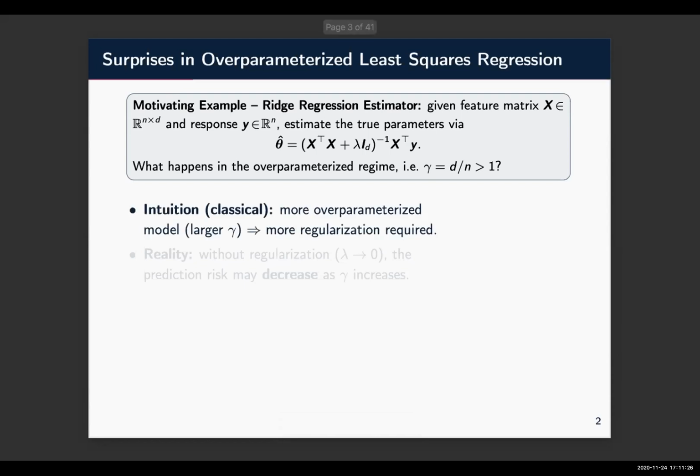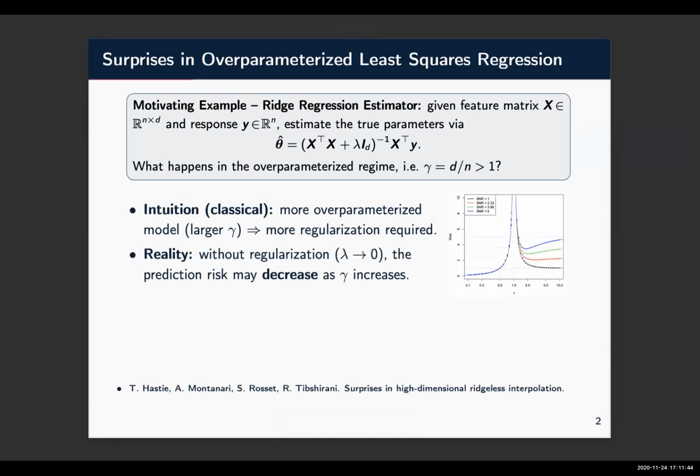Here, the classical intuition is that as we increase gamma, we're essentially making the model bigger, so you should probably regularize more, because now the model is more capable of overfitting. I actually don't know if anyone believes this, but at least this is one way to think about things. The reality, however, is that even if you do not regularize, the prediction risk or the generalization error can actually decrease as gamma increases. So this is telling us that overparameterized models can be implicitly regularized by the structure of the estimator or the optimization procedure, for instance if you're running gradient descent.